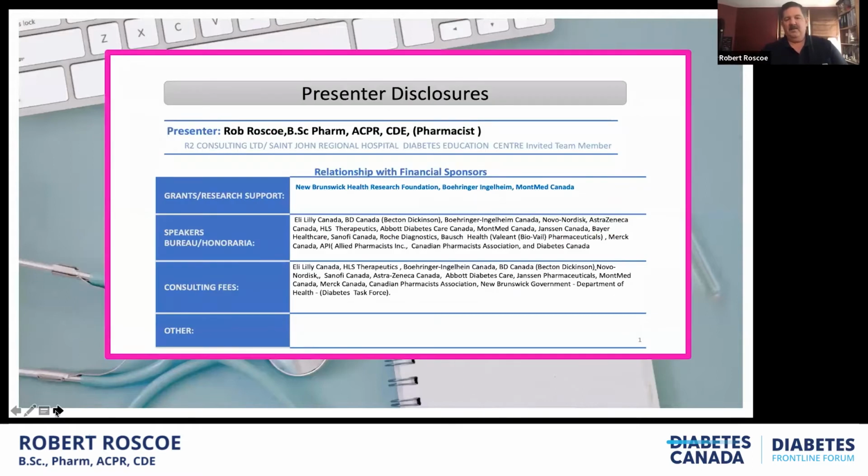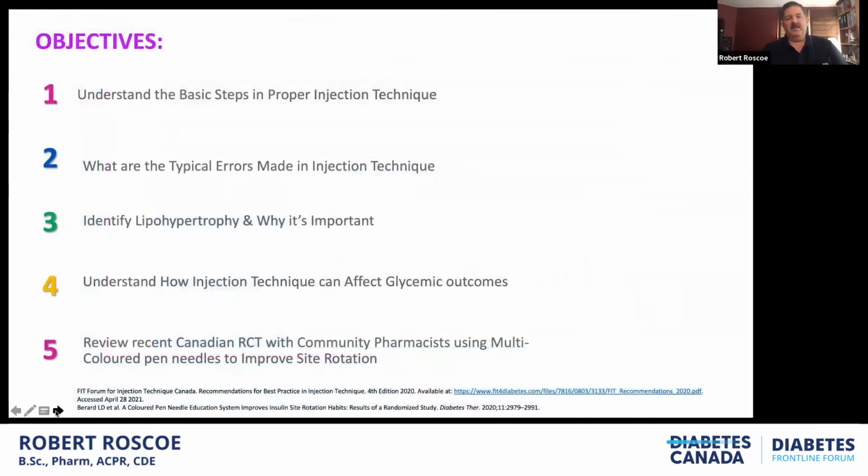These are my disclosures. And today's objectives are going to be fivefold. Basically, understand the basic steps in proper injection technique. And what are the typical errors we see made in injection technique? Identify what is lipohypertrophy and why it's important. Understand how injection technique can affect glycemic control. And again, a quick review or summary of a trial of a potential tool to help improve site rotation.